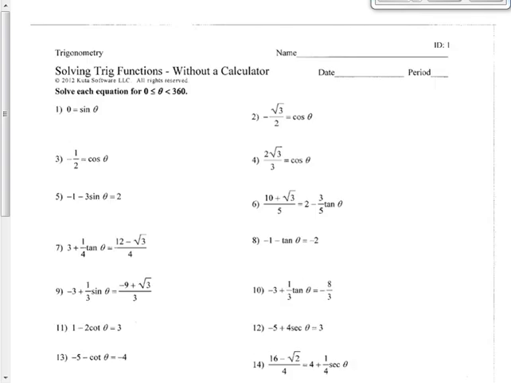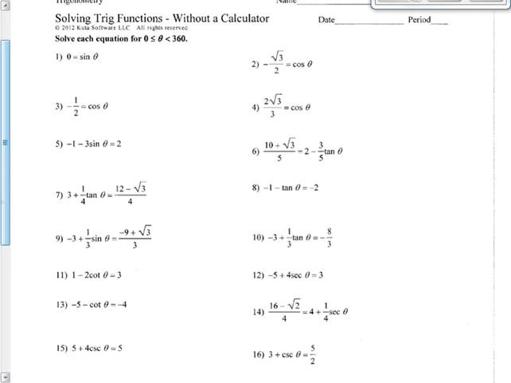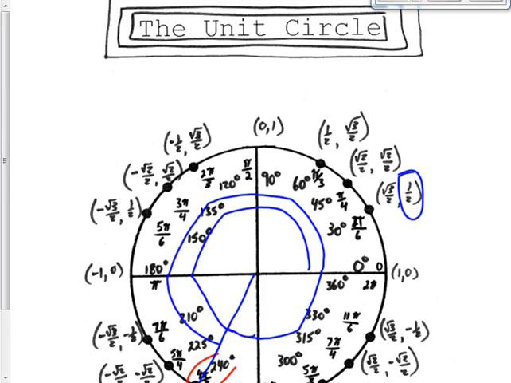This sheet's the same as the special triangles. Solving trig functions without a calculator, so you should not be using a calculator. Okay, I'm looking on my unit circle then. So the sine of theta is equal to 0. So I want to know when the sine is equal to 0.